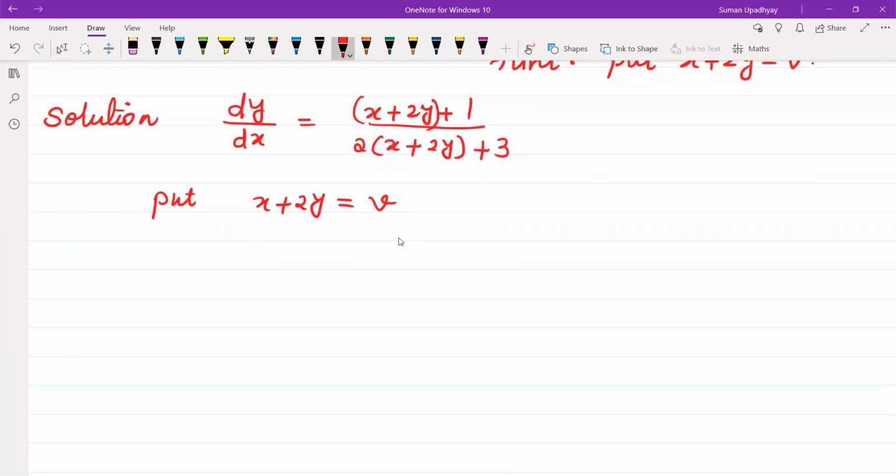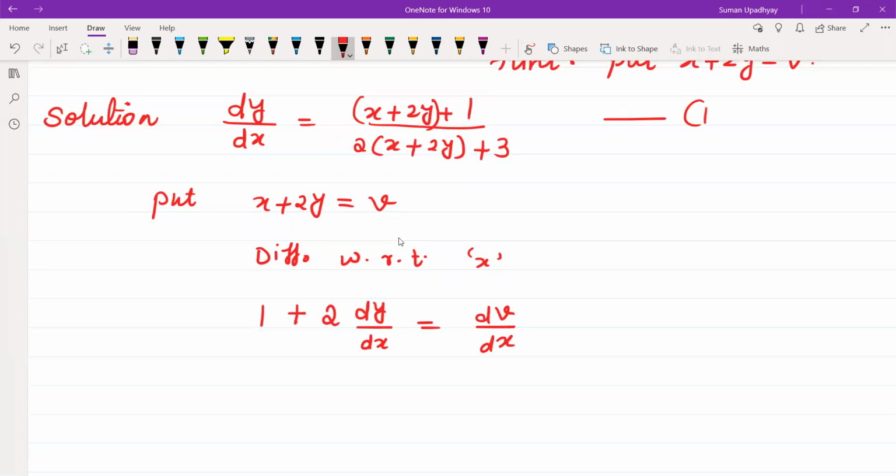Now what I'm going to do? I'm going to differentiate this with respect to x. The derivative of x with respect to x is 1, plus 2 is constant, take it outside. Differentiate y with respect to x, I will get dy by dx. And then differentiate v with respect to x, I will get dv by dx. Now all these substitutions, you have to put in equation number 1. So let us do that.